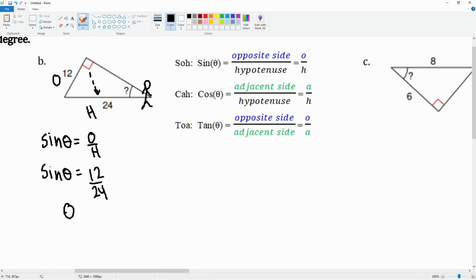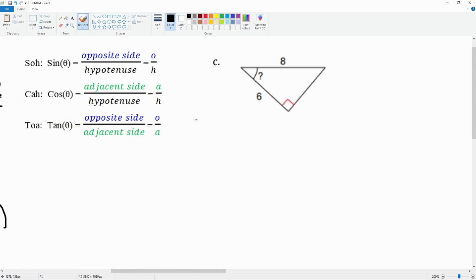We want that theta by itself, so we have to do the inverse. So theta is equal to sine inverse of 12 over 24. Just plug that into a calculator now. Sine inverse of 12 over 24, that gets you exactly 30 degrees. So this is 30 degrees.